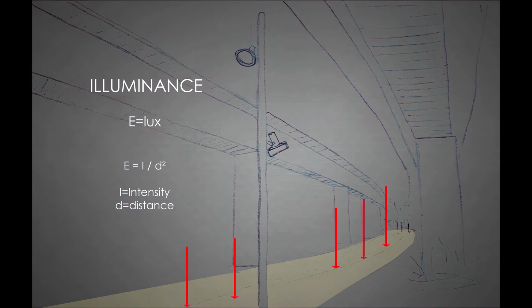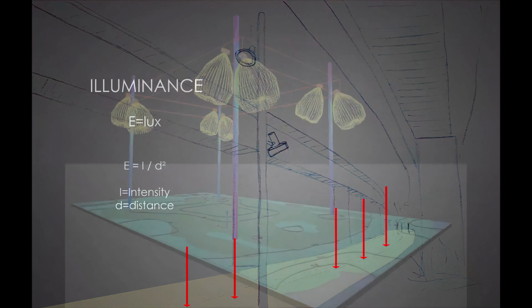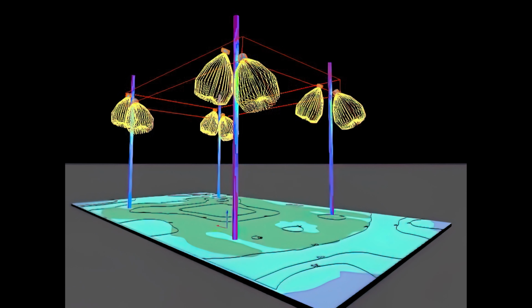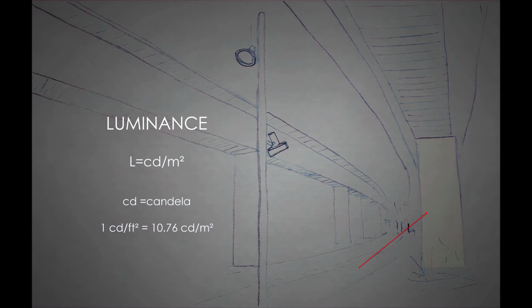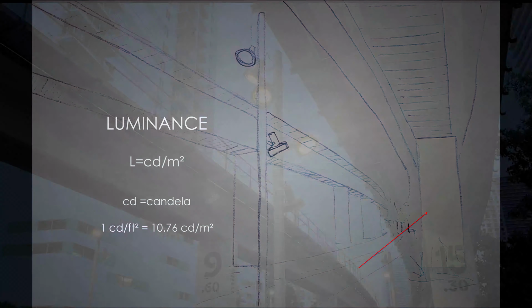We can get the luxes a surface needs by doing a calculation using the following formula. Illuminance equals intensity per square distance. However, if you don't know the intensity, you can also use various software like Dialux or AGI32 to help you determine the luxes you need. Last, luminance is all the light that bounces from an illuminated surface. The unit of measure of luminance is the candela per square meter, which is important to calculate the reflection.